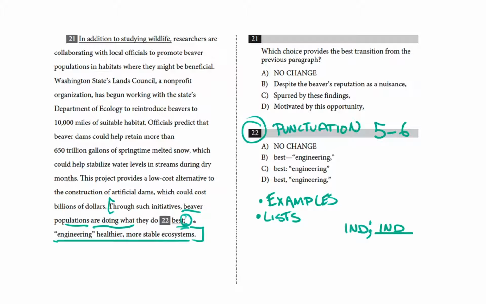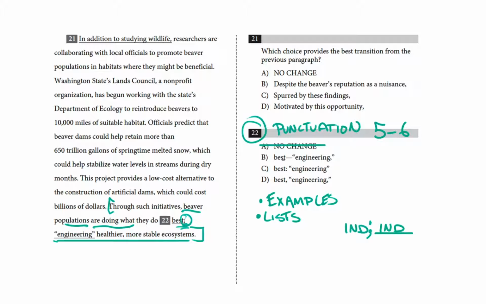Another quick way to check if a clause is dependent or independent is to swap out the punctuation with a period. If it works with a period, then it's an independent clause. If it doesn't, it's a dependent clause. So let's go over to our choices. Since the second part of the sentence is a dependent clause, a semicolon would not work here.